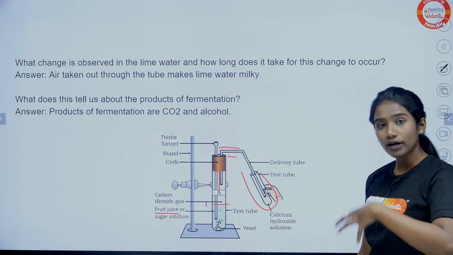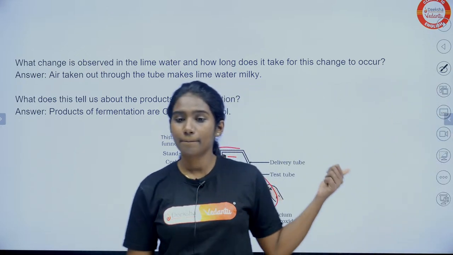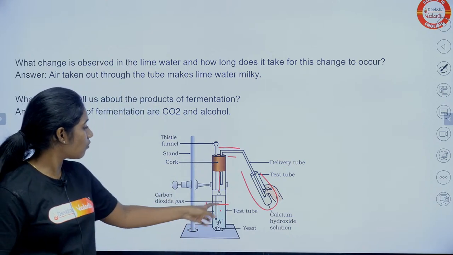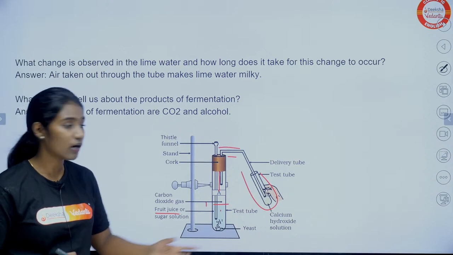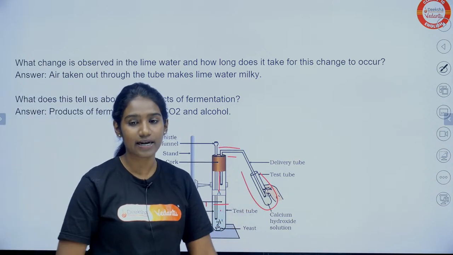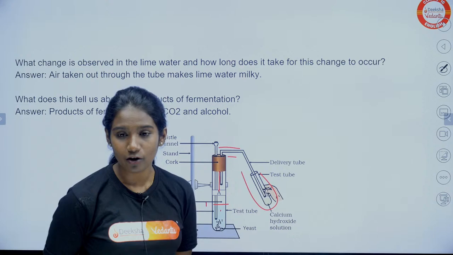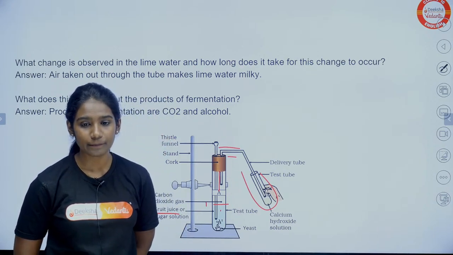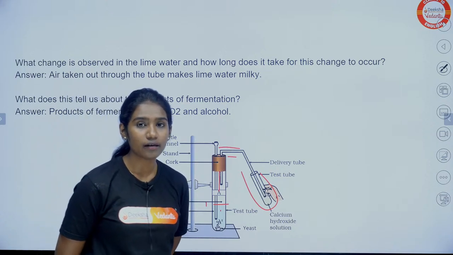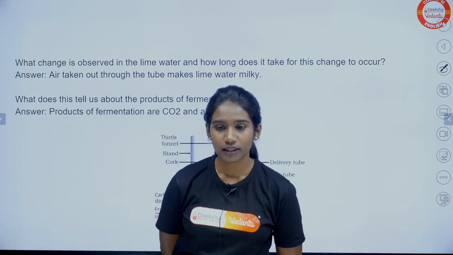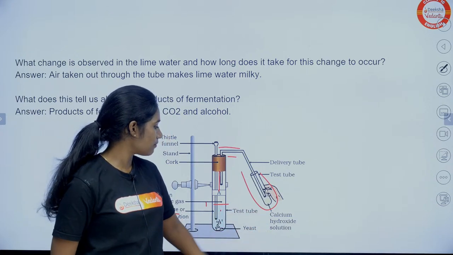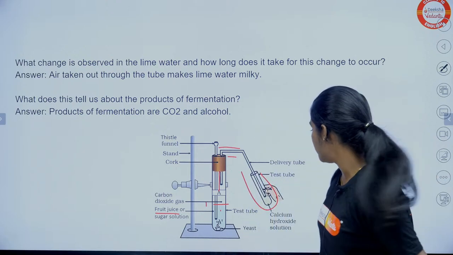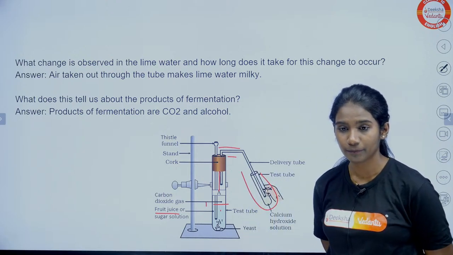So now, what happens when the carbon dioxide gets mixed with the lime water? Already in the previous experiment we saw. So over here, what should happen, students? Can you comment in the comment section what happens to the lime water when the carbon dioxide is mixed? They will turn milky, right? Why? Calcium hydroxide reacts with the carbon dioxide released and calcium carbonate is formed.